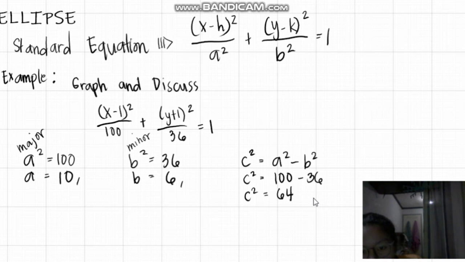Now, what we need is C. So to get C, we take the square root of 64. The square root of 64 is 8. So, 8 is our C.